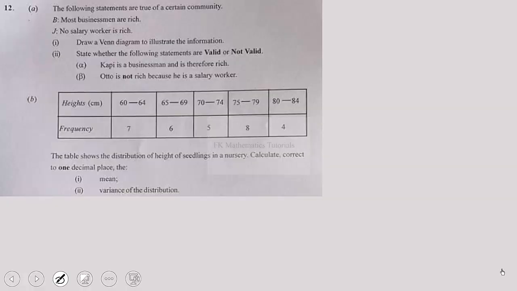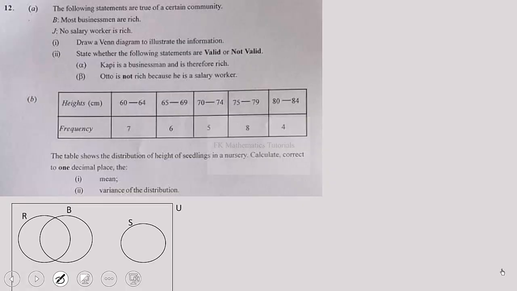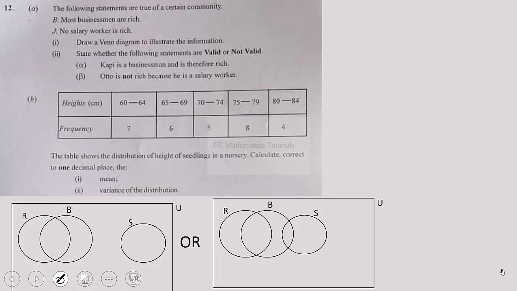Question number 12. The following statements are true of a certain community. Most businessmen are rich. No salary worker is rich. Draw a Venn diagram to illustrate the information. So we can draw this Venn diagram to illustrate the information. Then we can also draw it this way. All of them are correct. We have to state whether the following statements are valid or not valid.